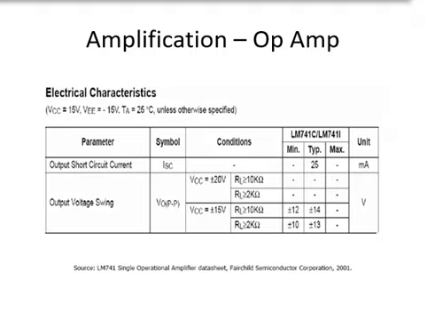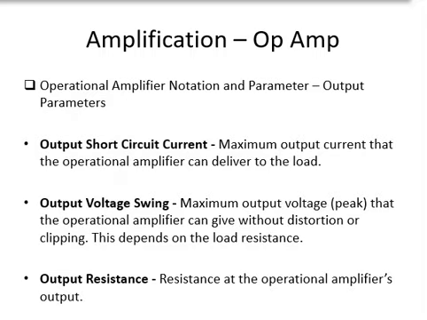As for the output parameters, a few terms such as output short circuit current and output voltage swing can be found in the datasheet. Output short circuit current is the maximum output current that the operational amplifier can deliver to the load. Output voltage swing is the maximum output voltage that the operational amplifier can give without distortion or clipping. This depends on the load resistance, while the output resistance is the resistance at the operational amplifier's output.